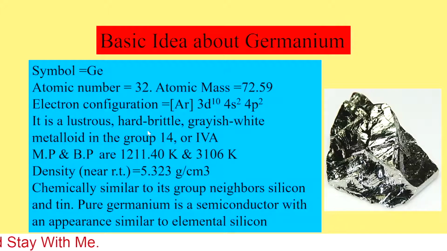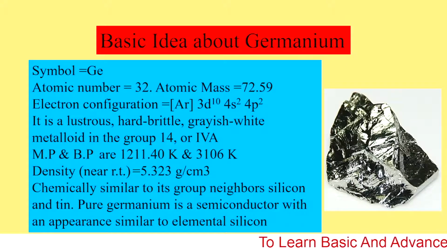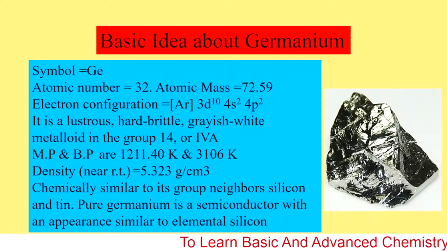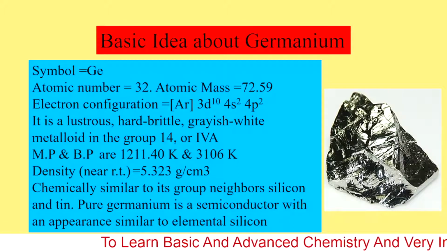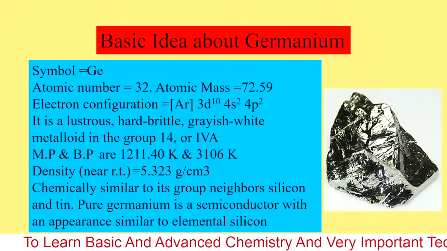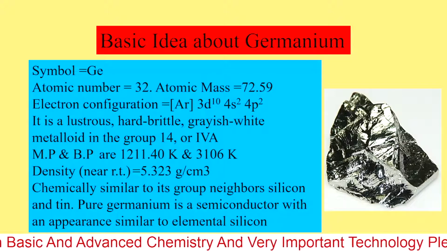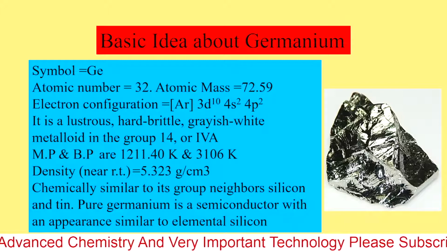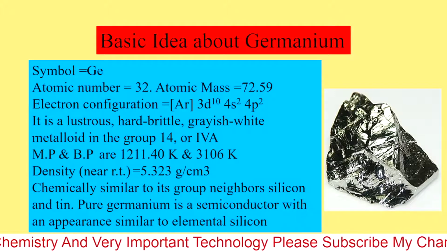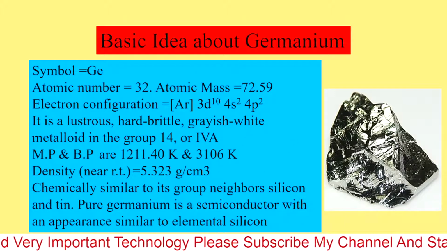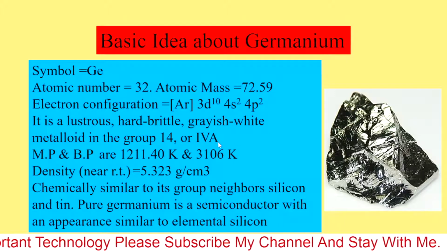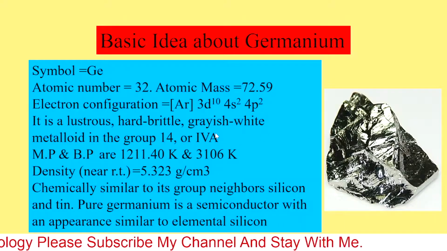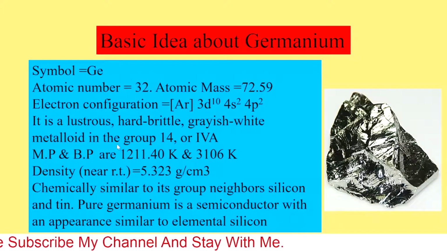It is a lustrous, hard, brittle, grayish white metalloid in group 14 or group 4A. So you can see it looks a little bit dark. However, it has some brightness, a bright part also. But depending on the capturing capacity of the camera, that can give you different types of brightness. However, it looks a little bit bright, and also this is a hard, brittle, grayish white metalloid.